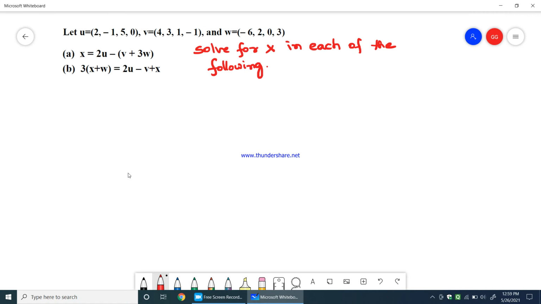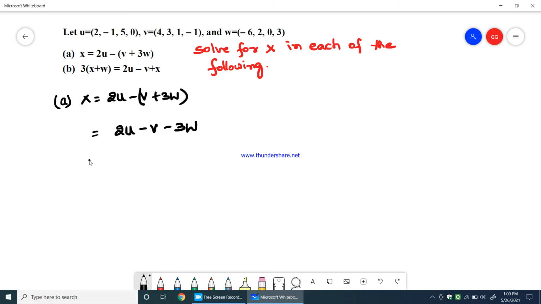Let us see how to find x in the following problem. They have given u, v, and w, and they are asking to find the vector x by considering these u, v, and w vectors. First we'll take the first condition a, which is given as x equals 2u minus v plus 3w. So this is equal to, I can say, 2u minus v minus 3w.